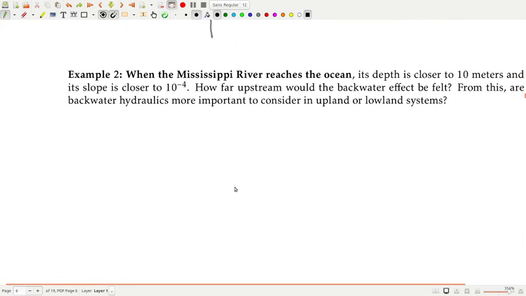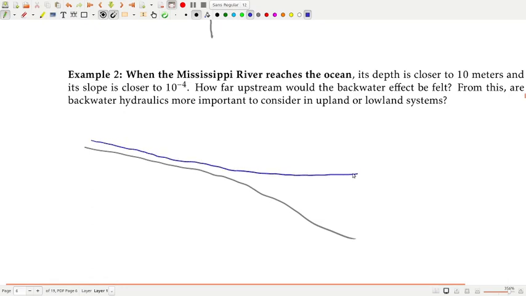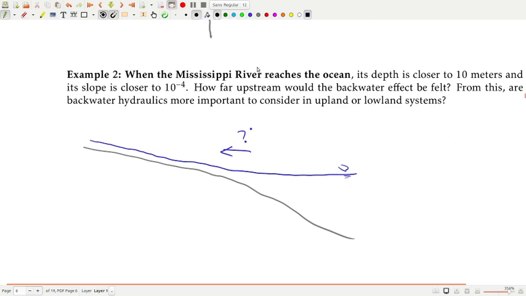So let's take a second example. This one is about the Mississippi River, and so we'll have this yellow bed, you can't really see that, all right, gray bed, for this big sandy Mississippi River reaching the ocean and the edge of the continental shelf. We have the river water surface over here, and then it flows off like this to merge with the ocean. The question is, how far upstream is it feeling that backwater effect? The depth here is closer to 10 meters, and the slope is closer to 10 to the minus 4. So we have 10 to the 1 over 10 to the minus 4 equals the length of the backwater. That is equal to 10 to the 5 meters, which is equal to 10 to the 2 kilometers.